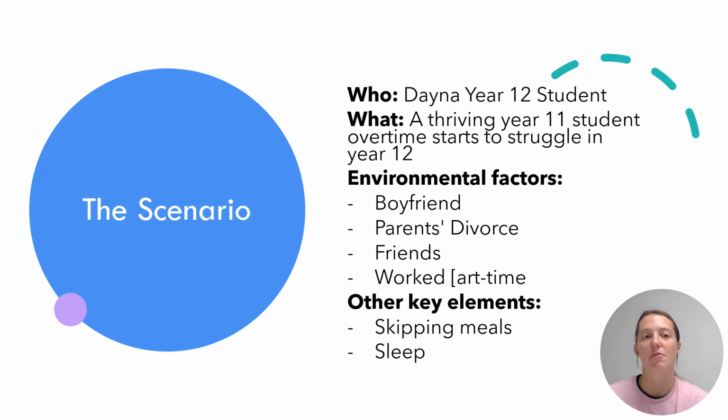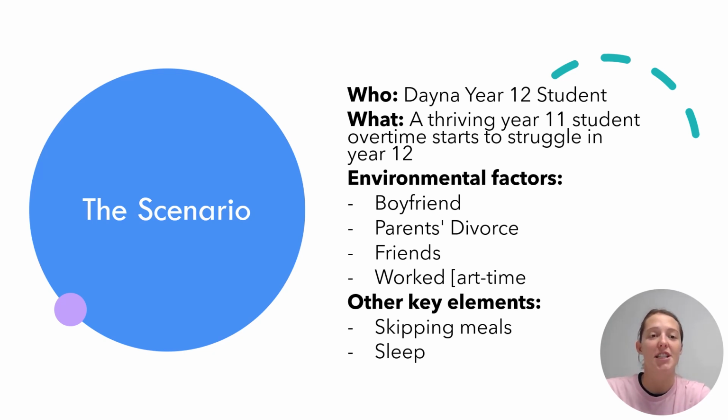The scenario that we were given was Dana, who was a thriving Year 11 student, began to struggle in Year 12, and eventually it led her to believe that she couldn't get the marks to get into the uni course that she wanted to, which was forensic science. She also had a boyfriend, and that deteriorated and they broke up, but they stayed friends. Her parents were getting a divorce, she wasn't sleeping and she wasn't eating, and she also had to work a part-time job to stay for university. Through all of that, she maintained that she was doing okay.